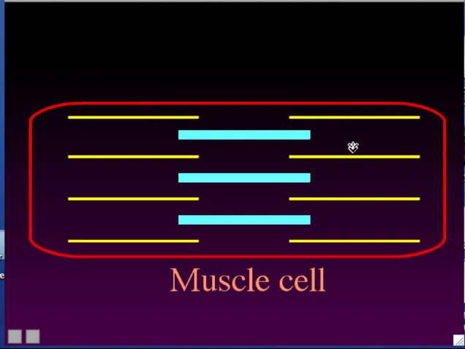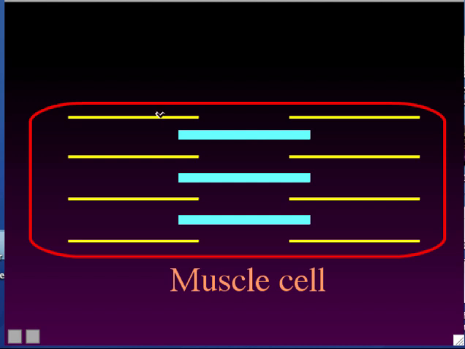Okay, so this muscle cell is relaxed, meaning it's not contracting right now. Notice that when the muscle cell is relaxed, there is very little overlap between the filaments. What I'm saying is that when it's relaxed, there's very little overlap between the actins and the myosins. When a muscle cell is going to contract, that changes.